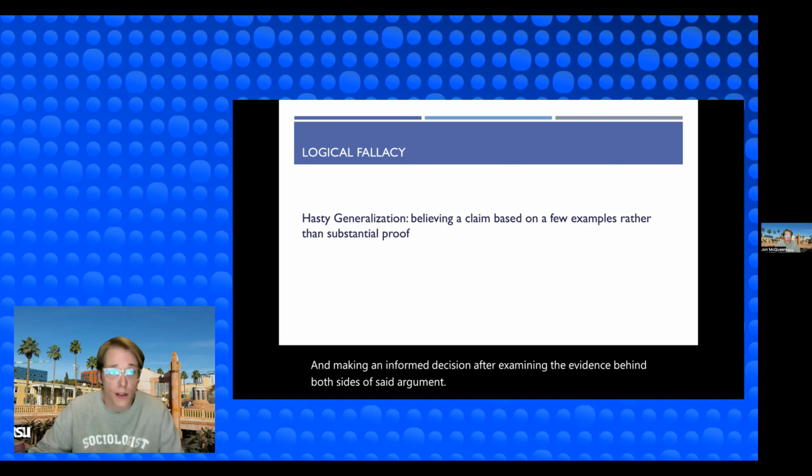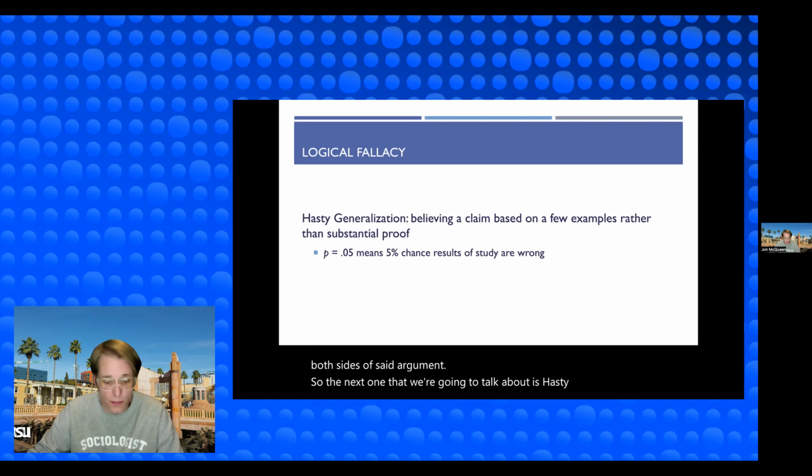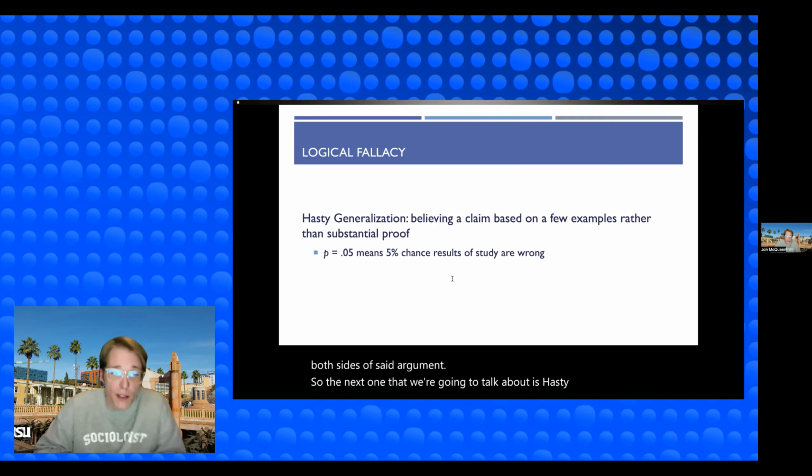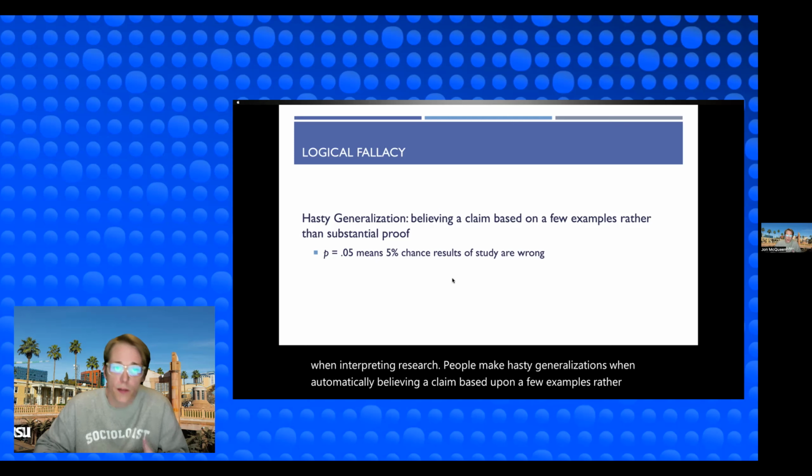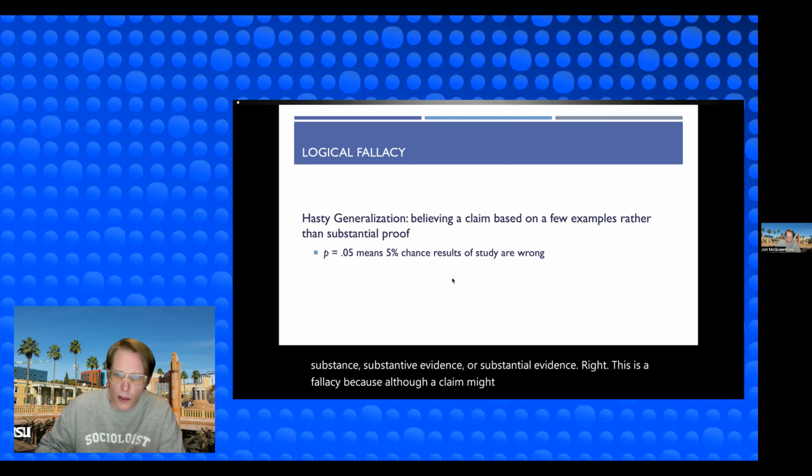So the next one that we're going to talk about is hasty generalizations. Hasty generalization is another type of logic fallacy that can occur when interpreting research. People make hasty generalizations when automatically believing a claim based upon a few examples rather than substantial evidence, right? This is a fallacy because although a claim might be true in one case, it doesn't necessarily mean that it's always true.